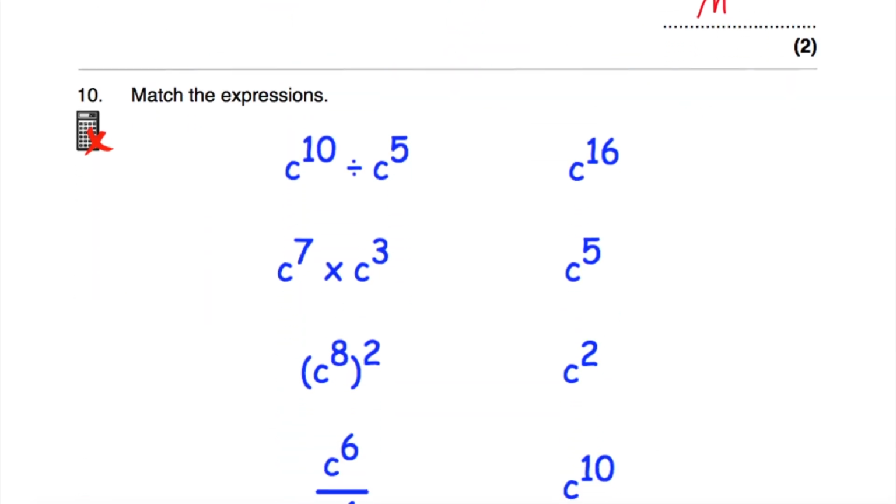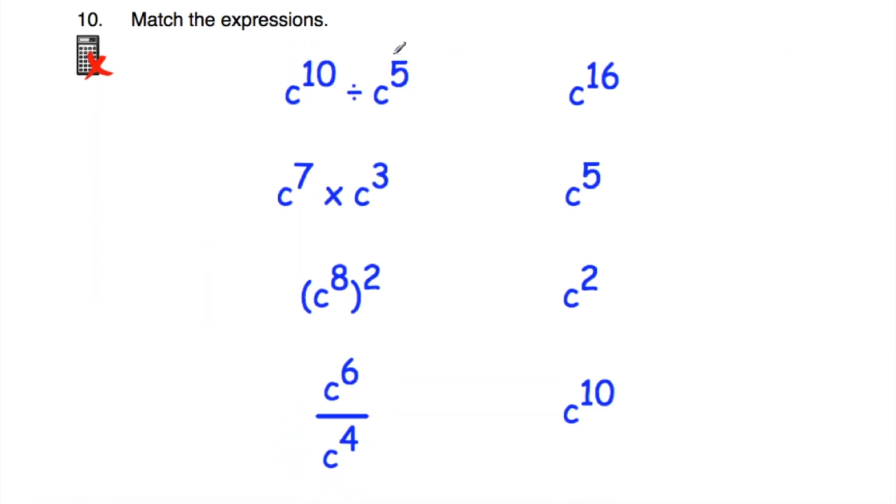Okay, next, question number 10. So question number 10, we've been asked to match the expressions. So in other words, we've got some questions and some answers, and we've got to match them. So let's work out the answers to each of them. We've got c to the power of 10 divided by c to the power of 5. We would take away the powers. 10 take away 5 is 5. So it would be c to the power of 5.